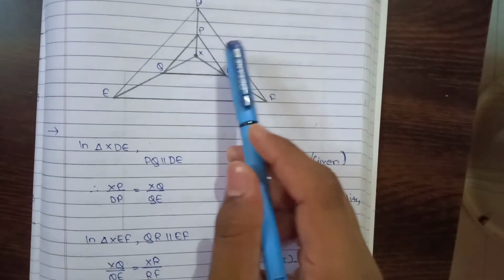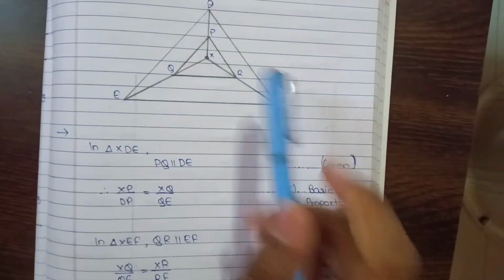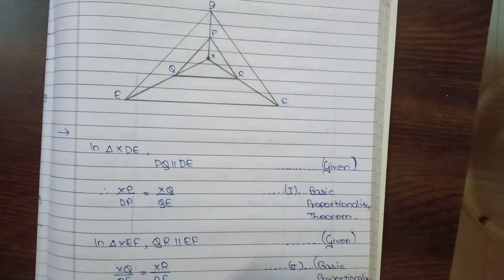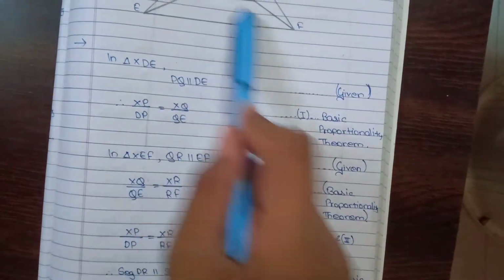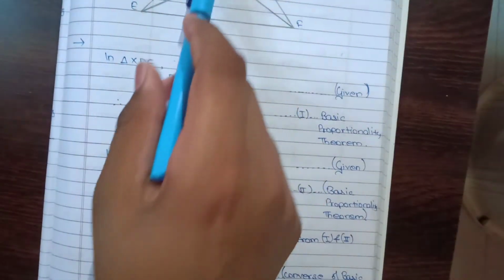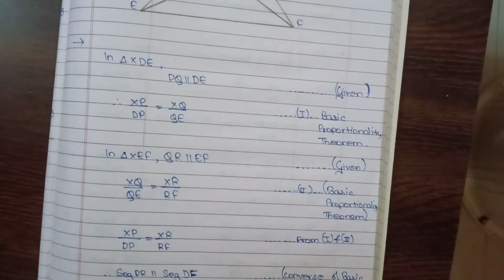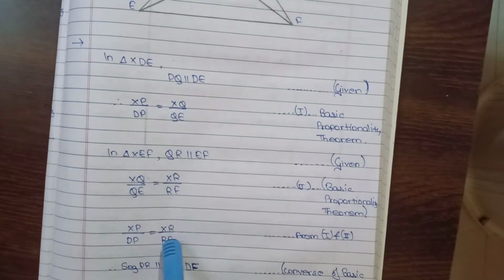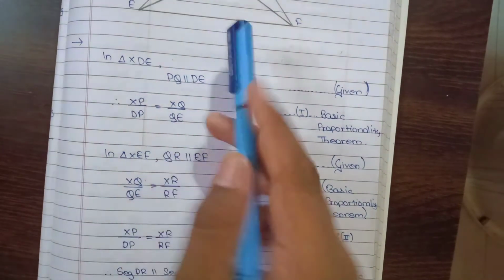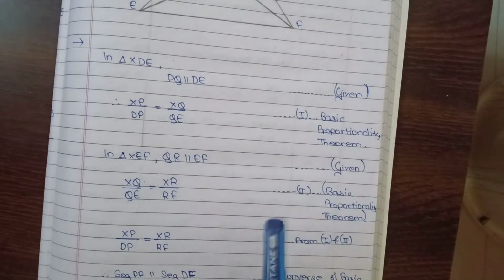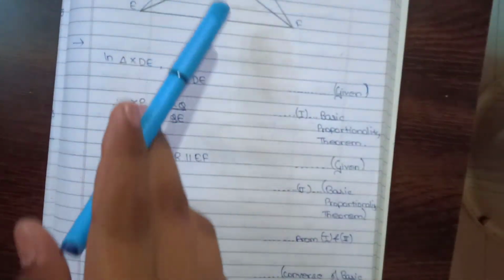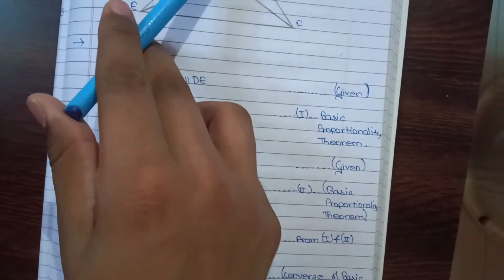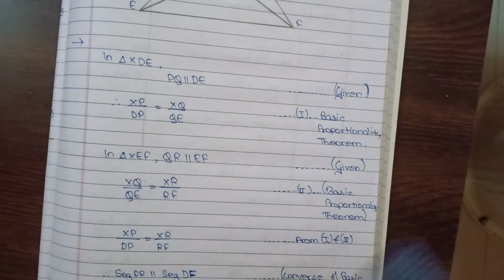Second, we'll prove XQ upon QE equals XR upon RF, as QR is parallel to EF, by the basic proportionality theorem. Next we'll prove XR upon RF equals XP upon PD from the first and second. Therefore segment PR is parallel to segment DF, as if XR upon RF equals XP upon PD, then PR is parallel to DF. Now let us take the next question.